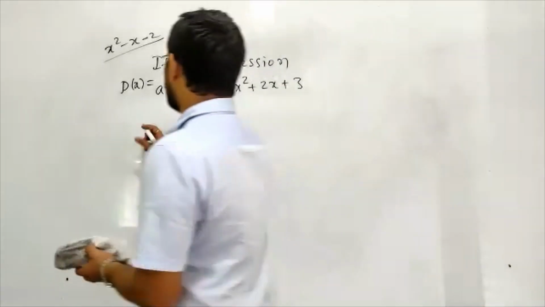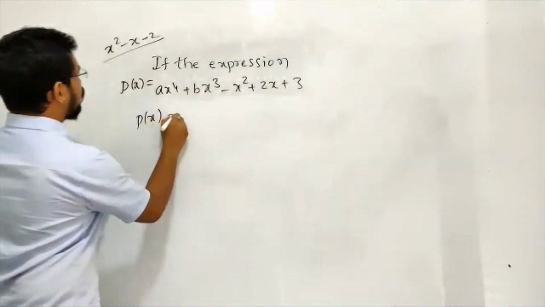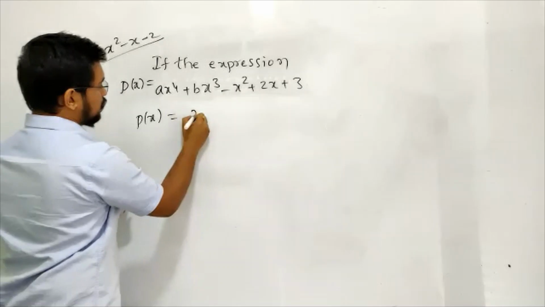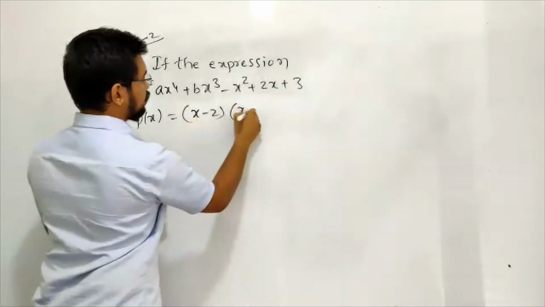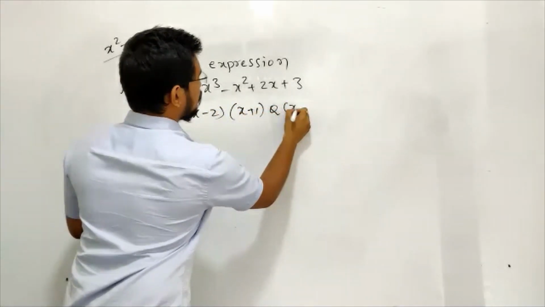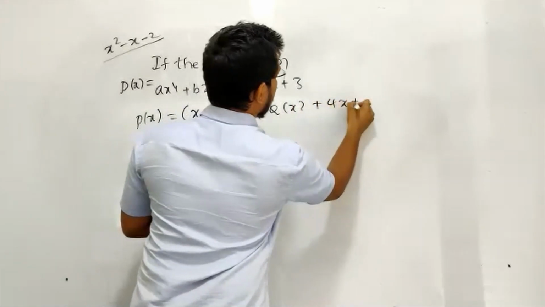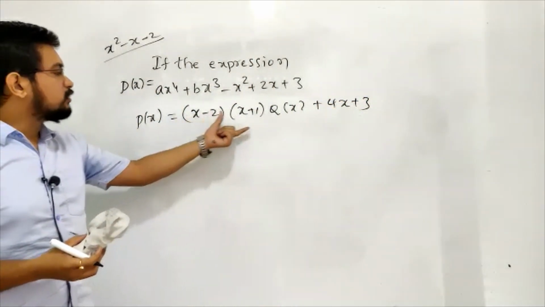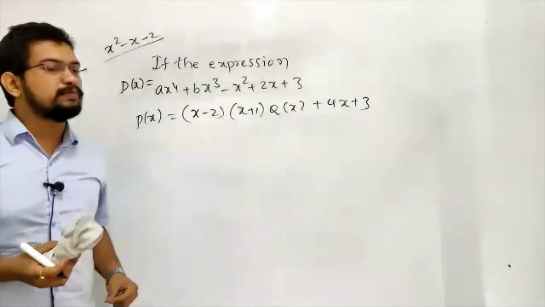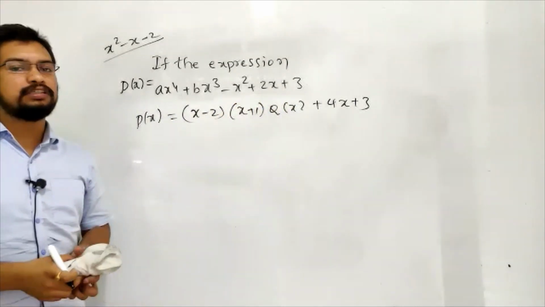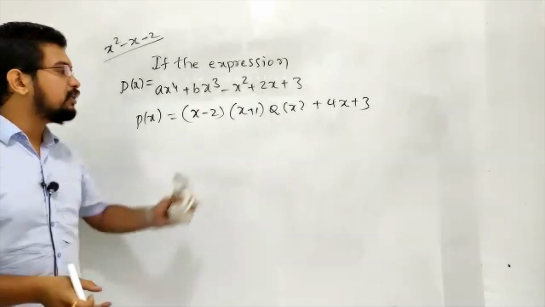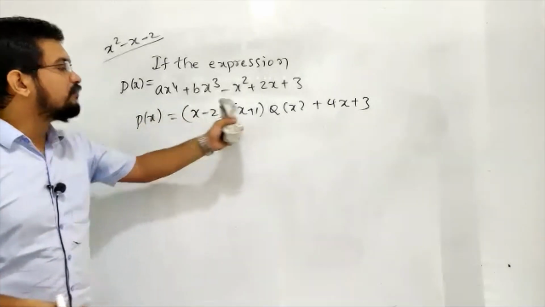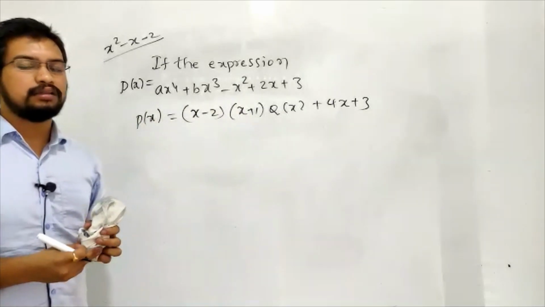Very simple. P of x, and what will be the factorization of this one? This is x minus 2 into x plus 1 into q of x, plus the remainder which is already given, that is 4x plus 3. The remainder is already given in that question, so there is no point of taking that question into consideration again.